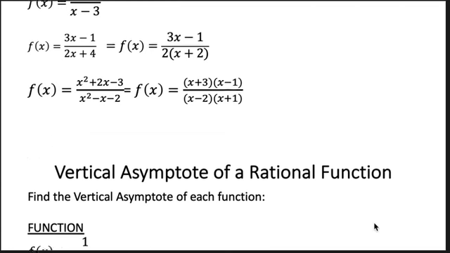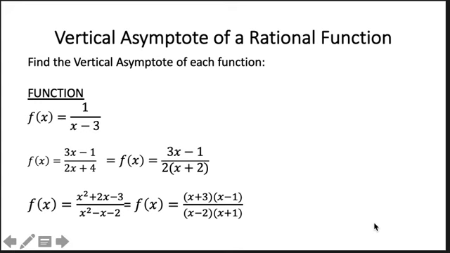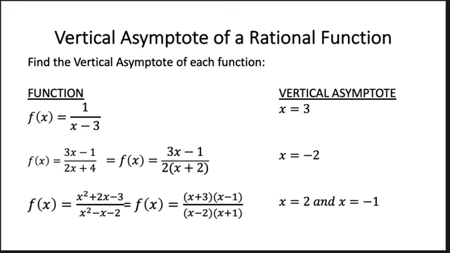Okay, so the next thing we're going to do is find the vertical asymptotes. Remember, the vertical asymptotes come from the denominator. So for example, what makes this denominator 0? Well, that number would be 3. And so x equals 3 is the vertical asymptote. What makes this denominator 0? Well, that's -2. So the vertical asymptote is x equals -2. Now there are two numbers that make this denominator 0, 2 and -1. And so those are our vertical asymptotes.